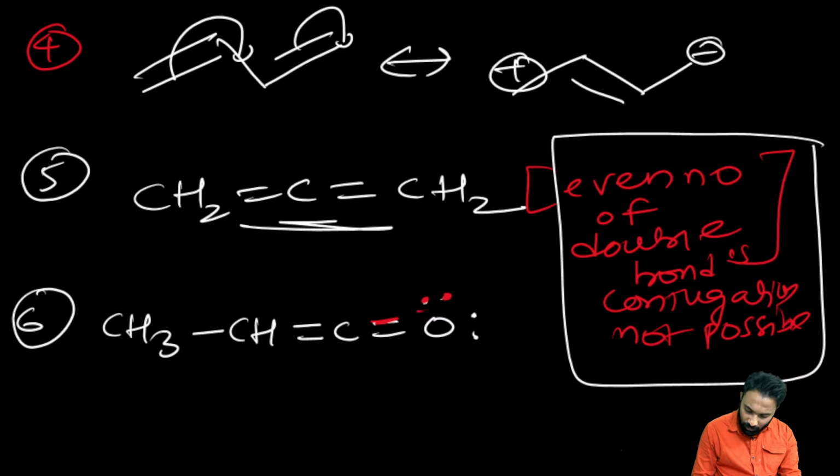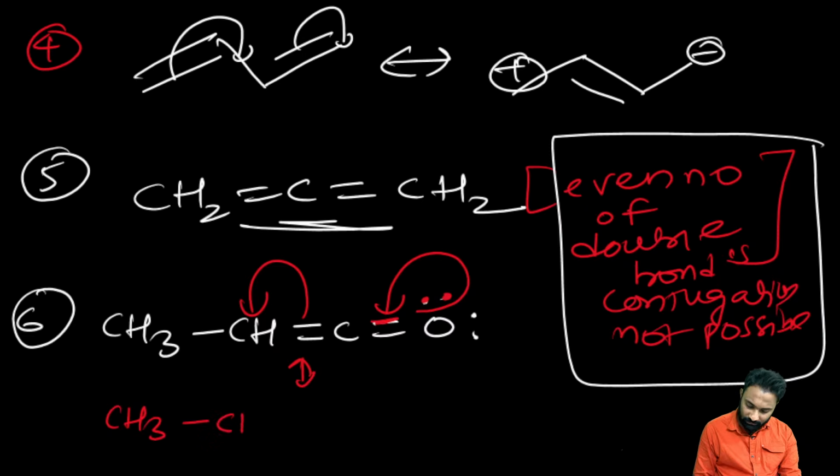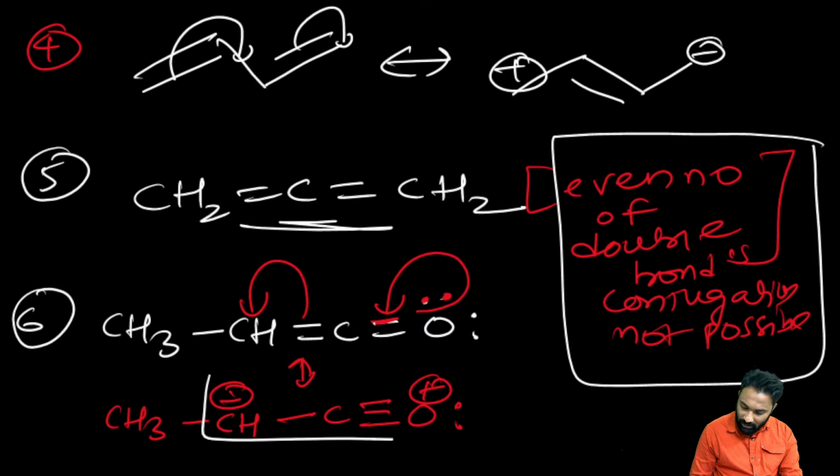How? If this oxygen lone pair of electrons is donated, this pi bond will be shifted toward this carbon. Due to that, now this carbon will get the triple bond. You may get a doubt. Clear? Now you can see this oxygen octet is completed, all the carbons' octets are completed, and more double bonds are also there.